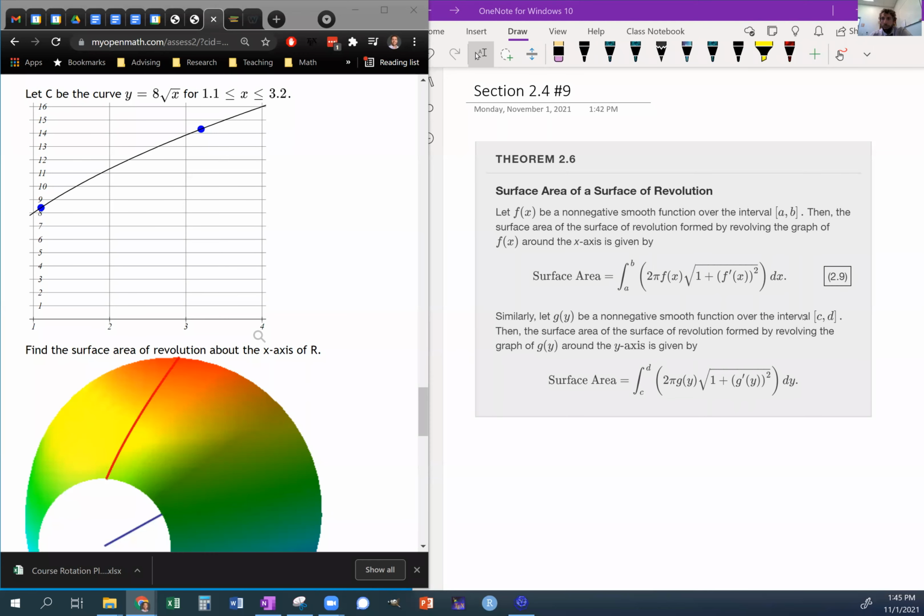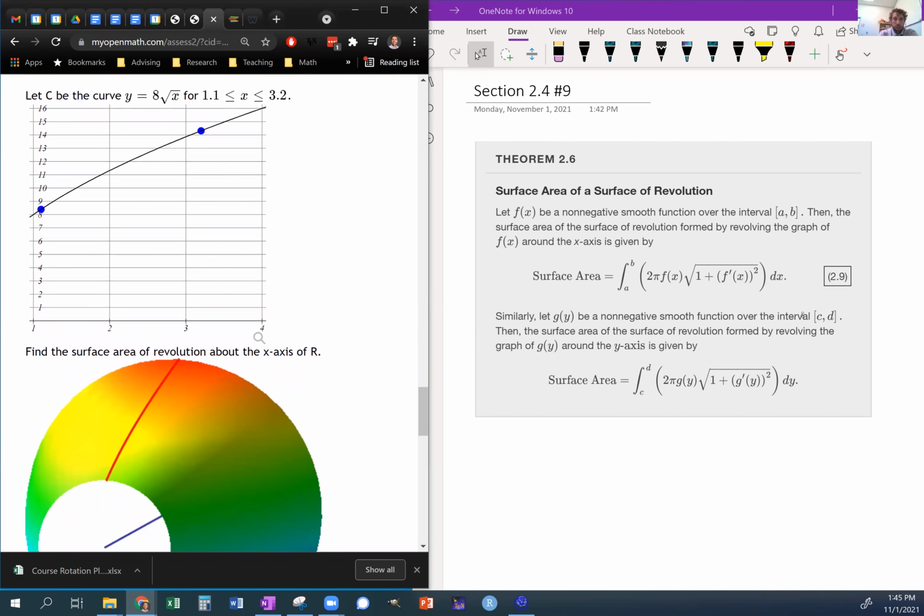Hello, class. I'm going to do section 2.4, number 9 today because one of you asked me to do it. So say we have this curve, y equals 8 square root of x from 1.1 to 3.2, and we're going to revolve it around the x-axis.